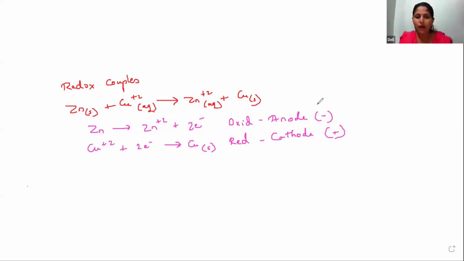These two half cells are called redox couples. Why redox couples? Because the two reactions are happening simultaneously. Correct?